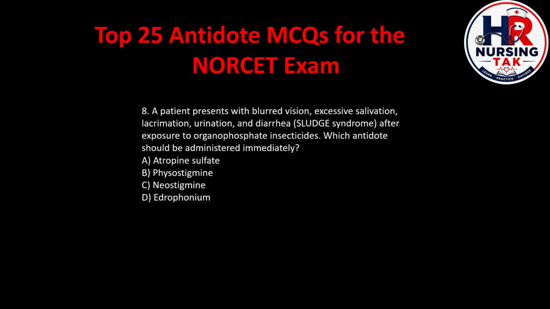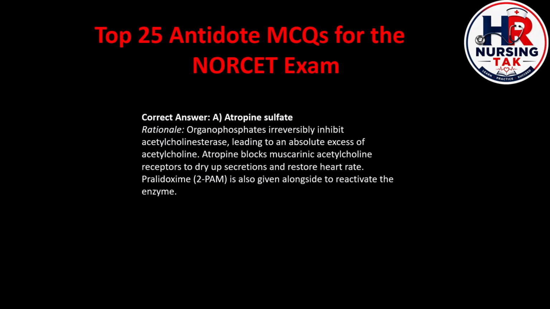A patient presents with blurred vision, excessive salivation, lacrimation, urination, and diarrhea after exposure to organophosphate insecticides. Which antidote should be administered immediately? A. Atropine sulfate, B. Physostigmine, C. Neostigmine, D. Edrophonium. Correct answer A. Atropine sulfate. Rationale. Organophosphates irreversibly inhibit acetylcholinesterase, leading to an absolute excess of acetylcholine. Atropine blocks muscarinic acetylcholine receptors to dry up secretions and restore heart rate. Pralidoxime, or PAM, is also given alongside to reactivate the enzyme.